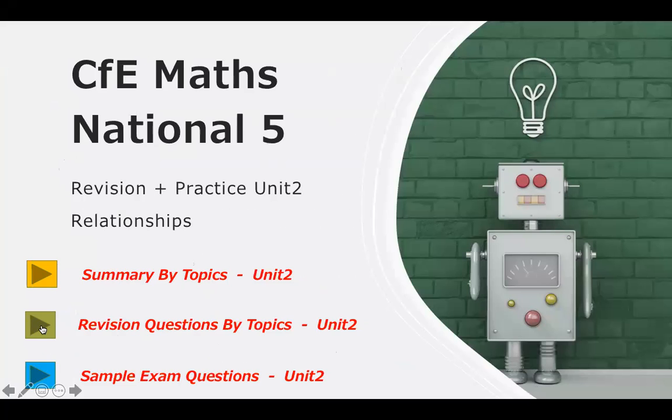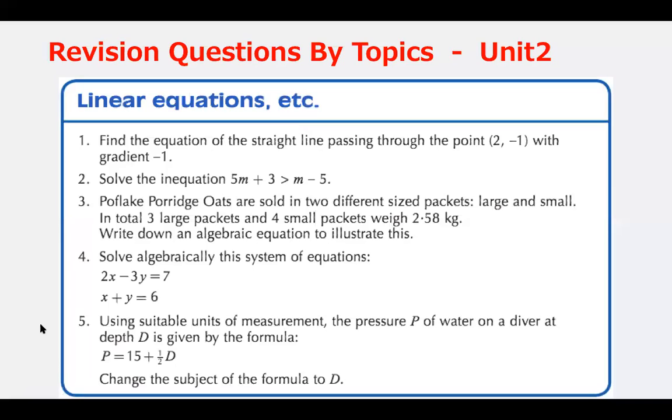So you would click in here, and these are the type of question that you could get asked. Find the equation of a straight line passing through the point (2, -1) with a gradient of -1. So what we could do is, I'm going to pause recording.